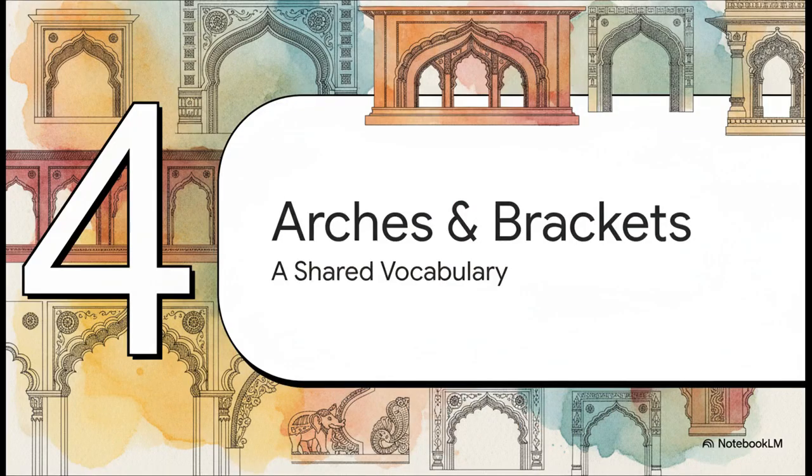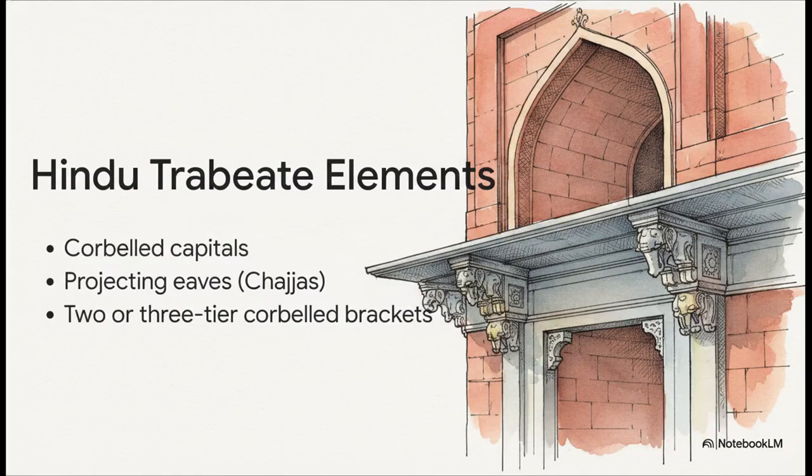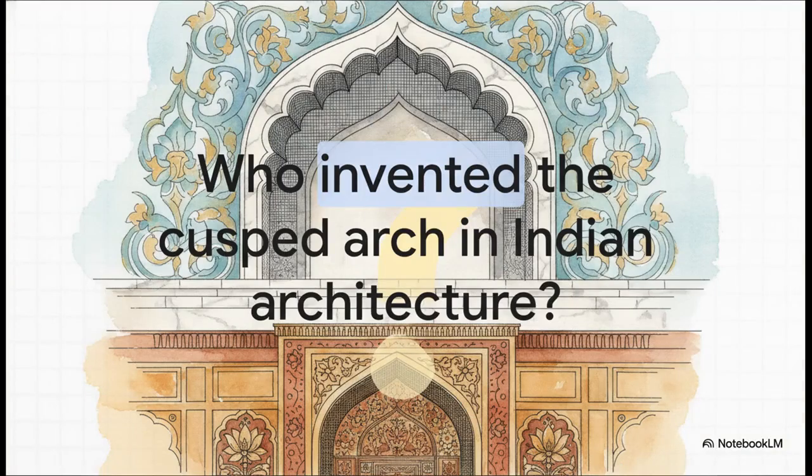That brings us to Section 4, Decoding Arches and Brackets, a Shared Vocabulary. Let's zoom in on the specific structural details of this fusion. You see, the Mughals didn't just import Persian arches, they actively incorporated traditional Hindu trabeate, meaning post and lintel elements, right into their grand buildings. Deep projecting eaves, known as chhajjas, supported by elaborately carved 2- or 3-tier corbel brackets, quickly became absolute defining features of Mughal architecture.